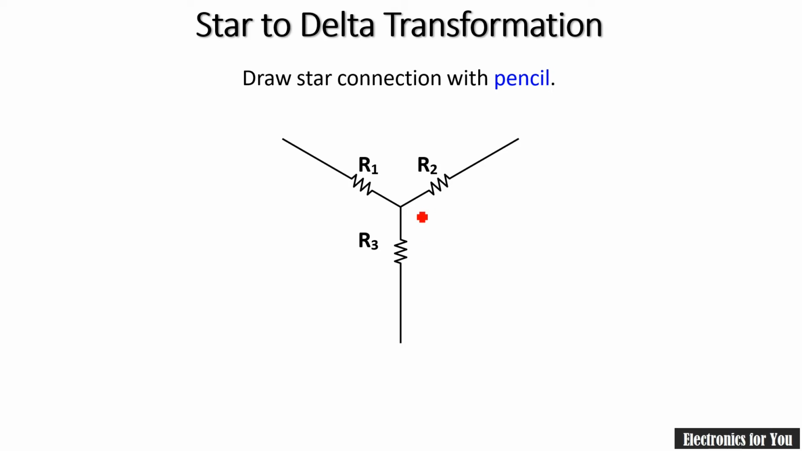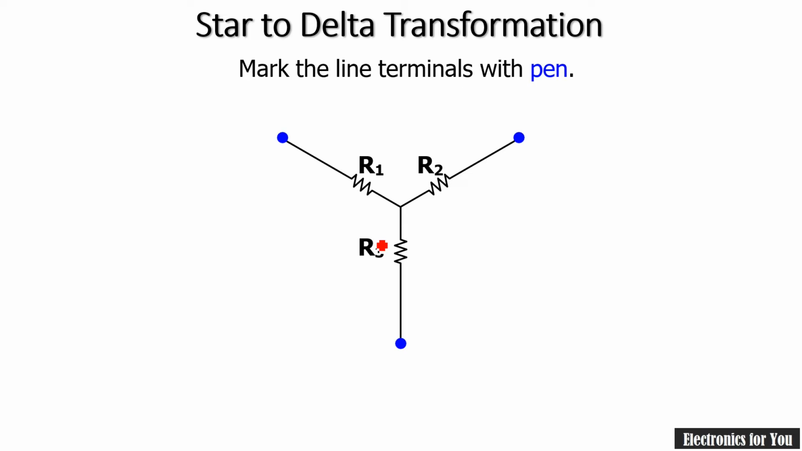Now the first step is that draw the star connection with pencil. Now this is our star connection. I am drawing it with the pencil. We are having three resistances R1, R2 and R3. Now next step is to mark the line terminals. So we are having these line terminals there. I am marking here with pen now. Okay, and let it be the A, B and C respectively. Now our line terminals are also marked, and now we have to convert it into a delta network.